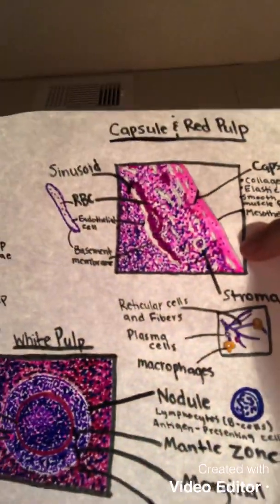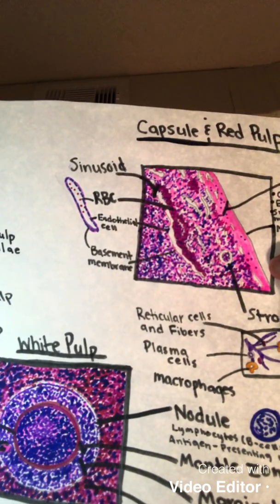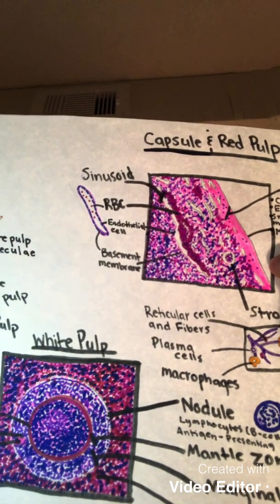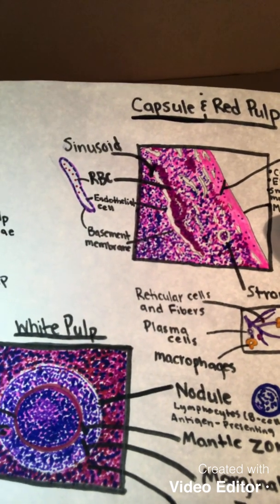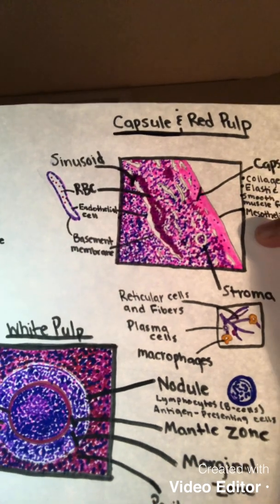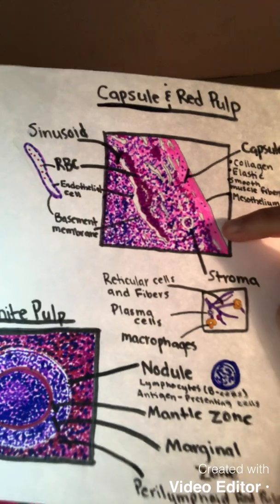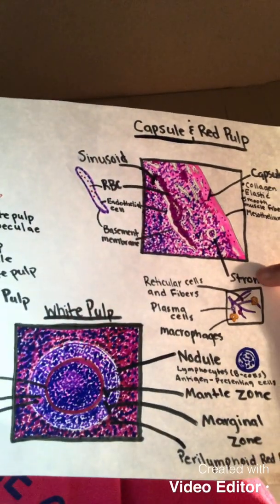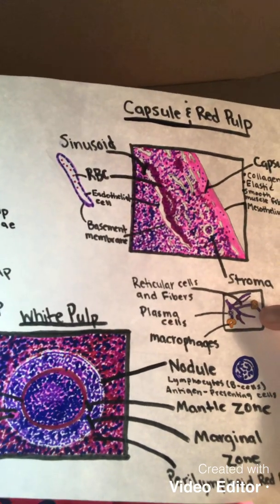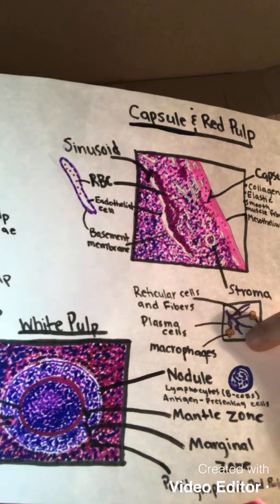So moving on to the red pulp, can you see it here? Red pulp consists of splenic cords composed of reticular fibers, fibroblasts, red blood cells, macrophages, lymphocytes, plasma cells, and granulocytes. As you can see there, macrophages in red pulp clean the blood, removing defective blood cells and debris, so it filters the blood.